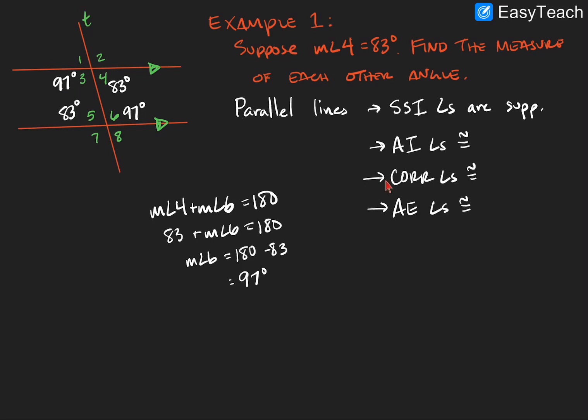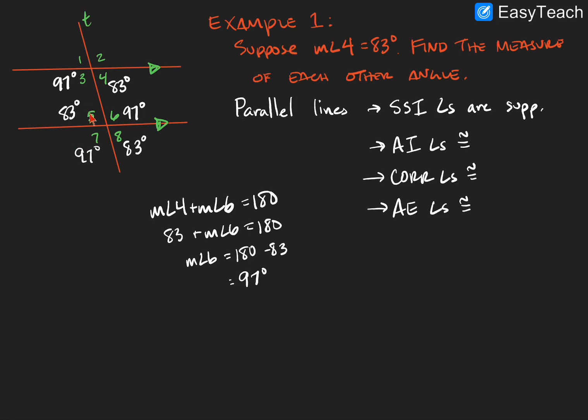Next, we can look at the fact that corresponding angles are congruent. So if I come to my picture and I look at angle 4, I notice that it's in the lower right-hand position among this group of 4, which means that it corresponds to angle 8, which is also in the lower right-hand position. So angles 4 and 8 are congruent, so angle 8 is 83 degrees. And now with angle 3, we could say that it corresponds to angle 7 because they're both in the lower left-hand position. So angle 7 is 97 degrees.